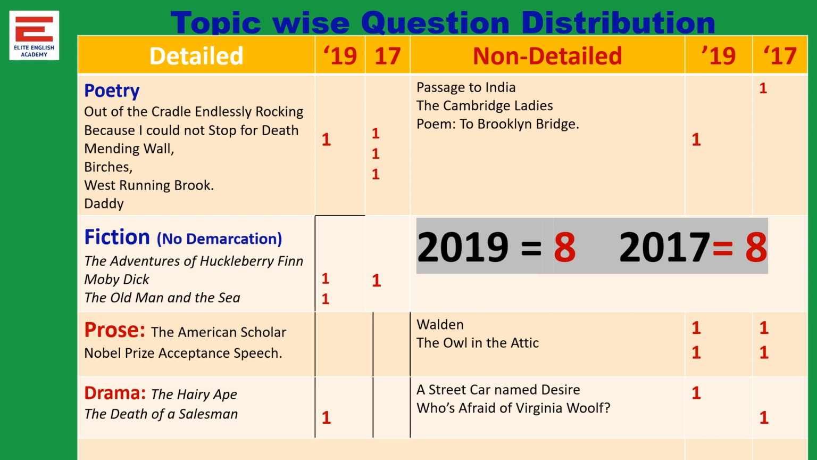In non-detailed, we have E.M. Forster's Passage to India, Cummings' The Cambridge Ladies, then Hart Crane's poem, Brooklyn Bridge. Then afterwards, in fiction, we do not have any detailed or non-detailed distinction, so I have given it in the detailed section: The Adventures of Huckleberry Finn by Mark Twain, Moby Dick by Melville, and The Old Man and the Sea by Hemingway. Then again in prose we have the distinction of detailed and non-detailed.